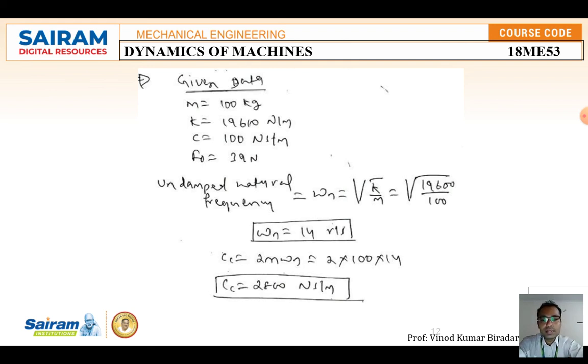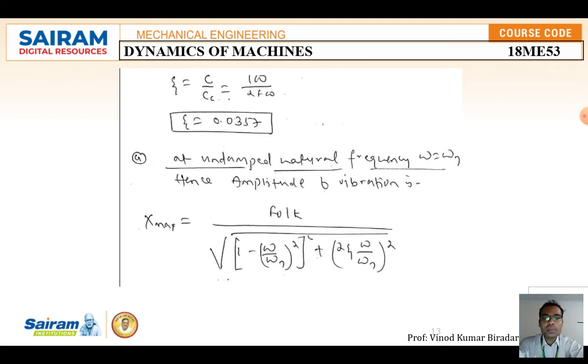Okay, again Cc is equal to, we have the formula, 2m omega n. Again you substitute, you are going to get the critical damping coefficient is equal to 2800 newton second per meter. Okay, so again for the damping factor we have the formula c by Cc. So substitute, you are going to get the damping factor is equal to 0.0357. Okay, so I told you if the damping value comes less than 1, it is called an underdamped system.